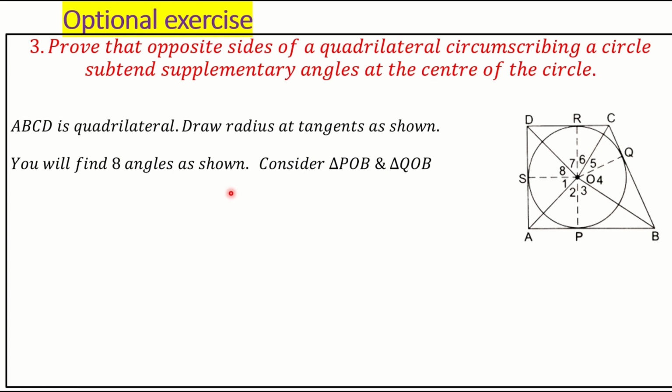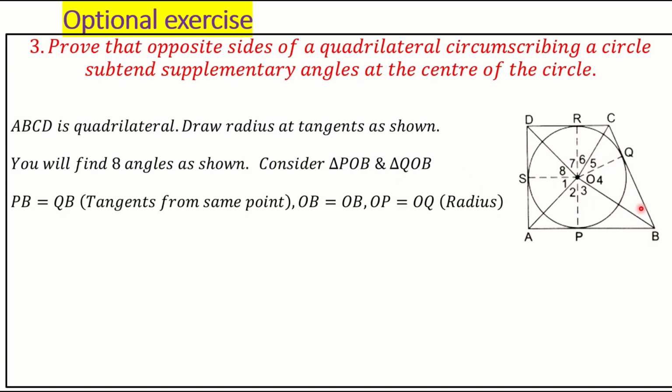Now you will get 8 angles as shown here: 1, 2, 3, 4, 5, 6, 7, 8. Consider triangles POB and QOB. In these two triangles, this is 90 degrees, 90 degrees. You have a common side, correct? And you have another common side because this is the tangent from the same point, so BP equals BQ, correct? And this is the radius. All three sides are the same, so these two are congruent triangles.